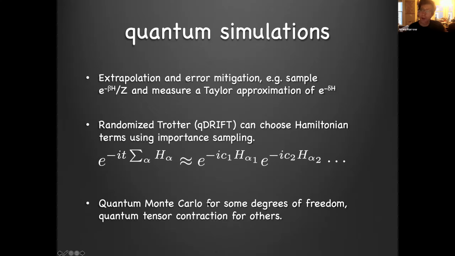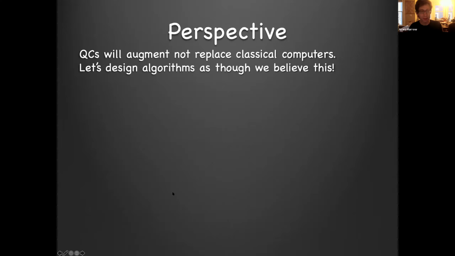Another way of linking classical and quantum is to do a quantum simulation where you use quantum Monte Carlo for some degrees of freedom and use a quantum computer to do tensor contraction for other degrees of freedom. Each idea I think would take quite some time to explain, but those are brief sketches of things that you might do in a hybrid way.